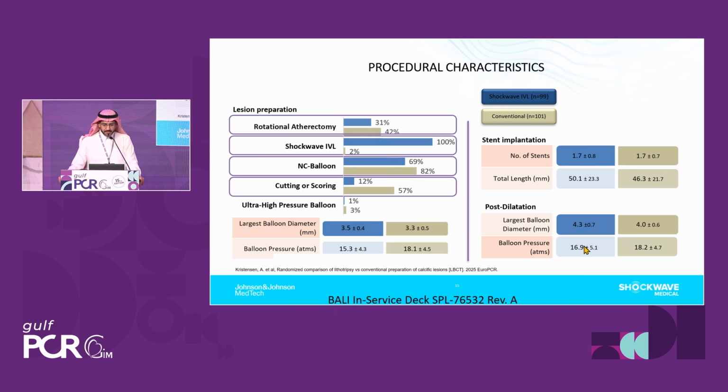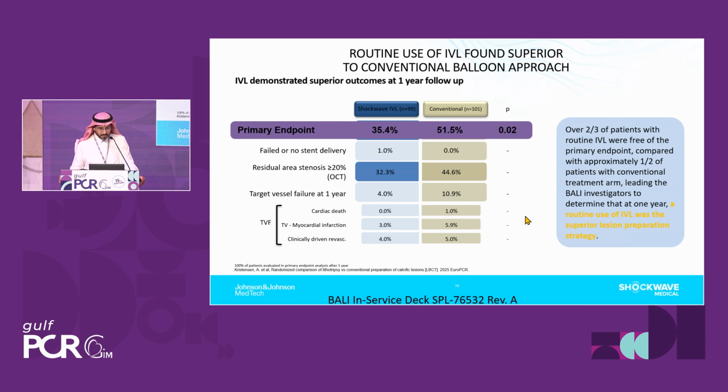The procedural characteristic, you can appreciate here that the rotational atherectomy facilitation was done in 30% of the cases of the IVL arm, and it's 40% on the conventional arm. And the stent implantation, we'll go to the data here.